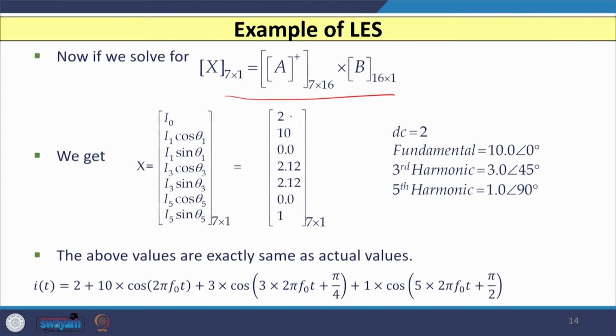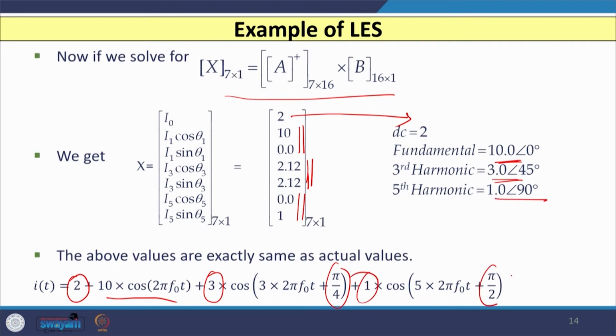Now you can see the DC value comes out to be 2, which is exactly the same as the actual value. The fundamental component, which is 10 angle 0, is also the same as the actual value. Similarly, for the third harmonic term, the magnitude and angle are 3 angle 45, which is the same as the actual value. In the same way, for the fifth harmonic, magnitude and angle 1 angle 90, you will have the same value.